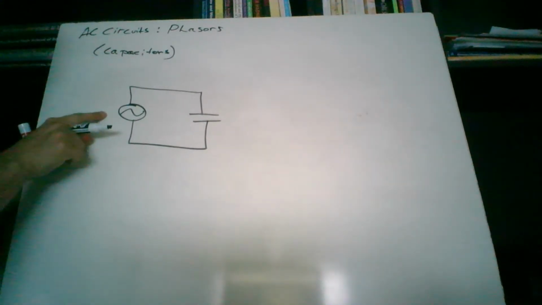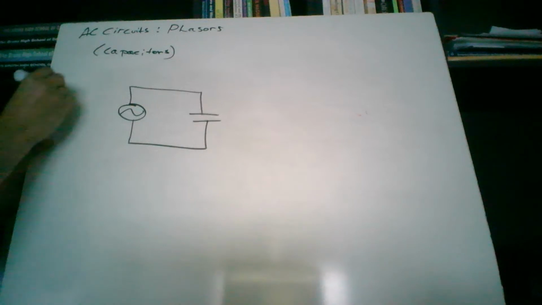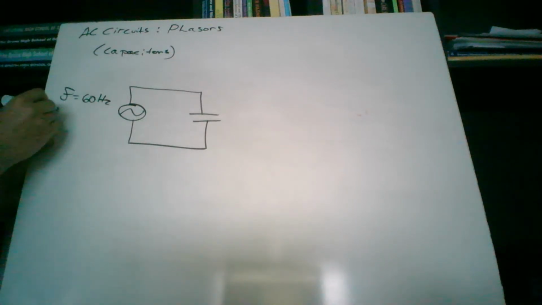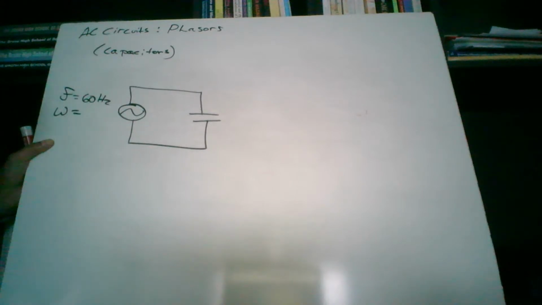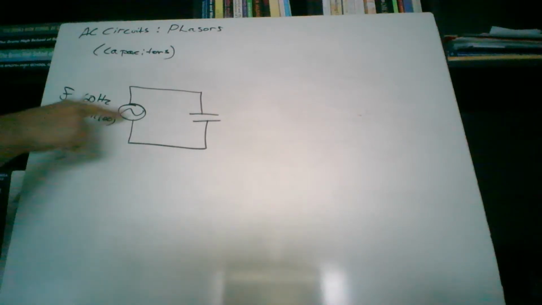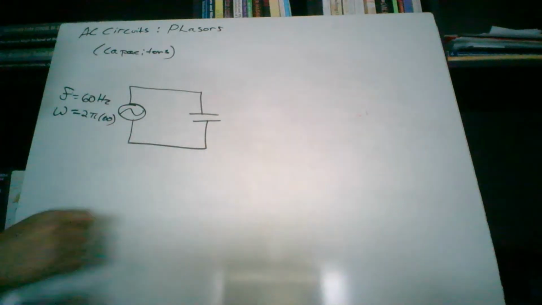So this AC power supply has an angular frequency. Remember, it's got a frequency of 60 hertz, and so it's got an angular frequency of 2 pi times 60. So this thing is oscillating back and forth. Let's not even worry about the math here, let's just think about what's happening.